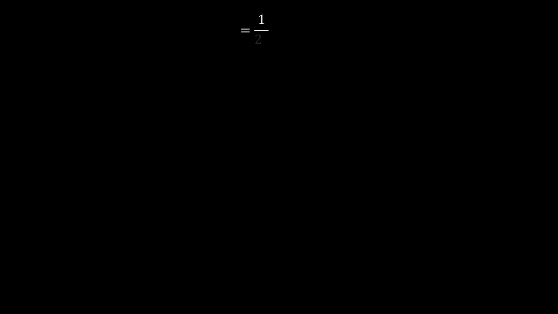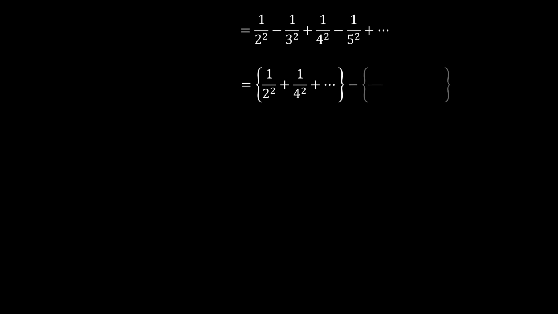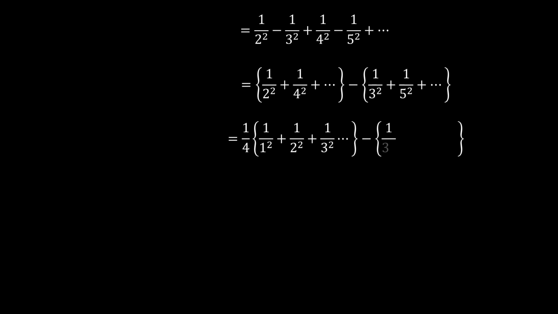Now we can separate the odd from the even terms, and so we have 1 over 2 squared plus 1 over 4 squared plus 1 over 6 squared minus 1 over 3 squared. So in bracket here, 1 over 3 squared plus 1 over 5 squared, 1 over 7 squared, and so on and so on. If we pull a quarter out, this becomes 1 over 1 squared plus 1 over 2 squared plus 1 over 3 squared, and so on and so on. And this becomes 1 over 3 squared, so this just remains as it is.